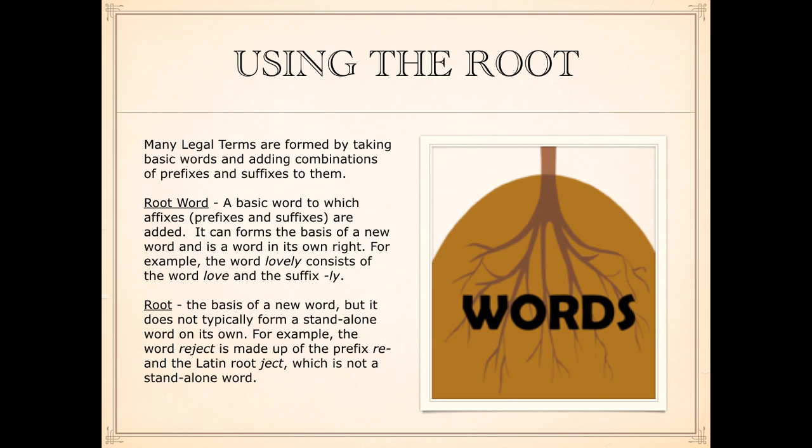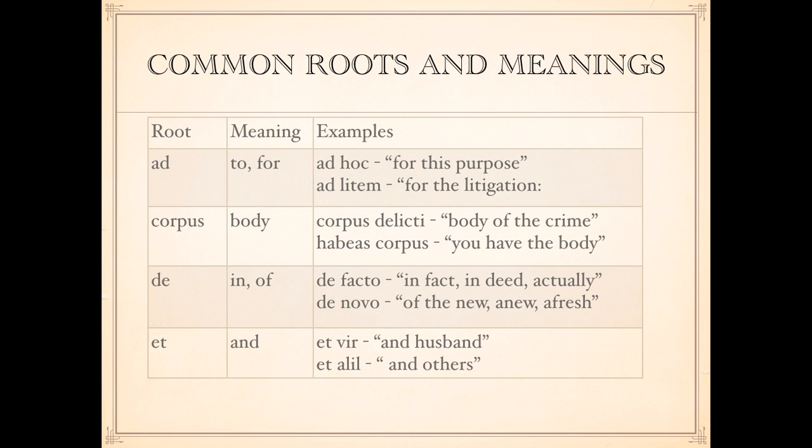You can also use the term root, which is something that can't stand on its own, and the example that's given on the slide is the word reject. Re doesn't stand on its own, and that is a prefix. Ject is a Latin root. It doesn't stand by itself, but we know the two combined, we can understand what that means as a new word. So breaking down the words is going to be your key to understanding Latin terminology.